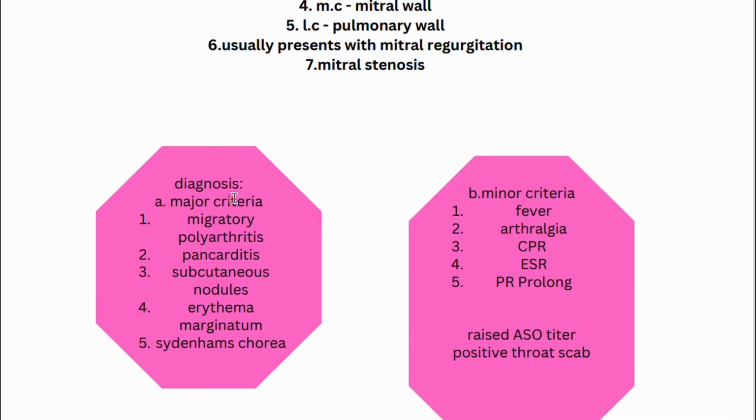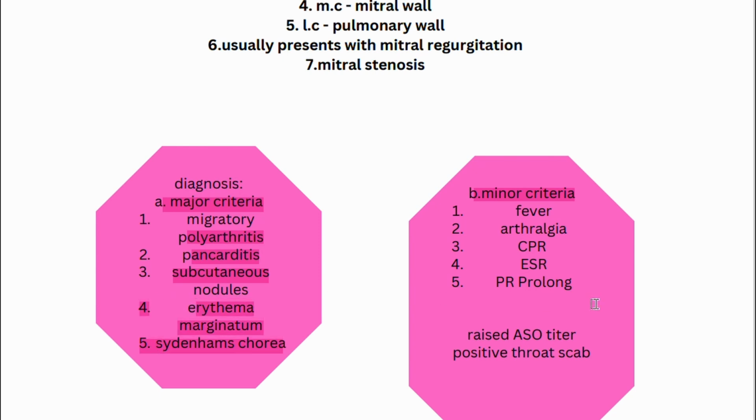There are diagnostic criteria for this. The first one is major criteria and the second one is minor criteria. Major criteria: first, migratory polyarthritis. Second, pancarditis. Third, subcutaneous nodules. Fourth, erythema marginatum. Fifth, Sydenham's chorea. So these are the major criteria we can observe in rheumatic heart disease.